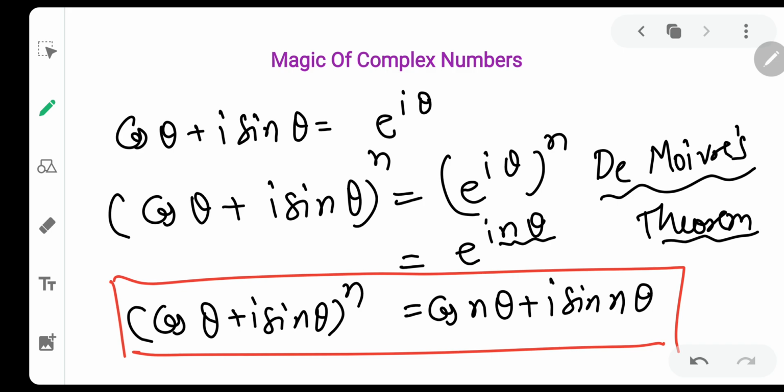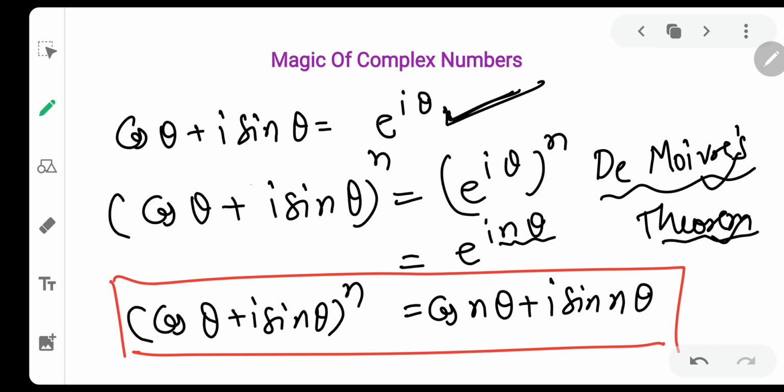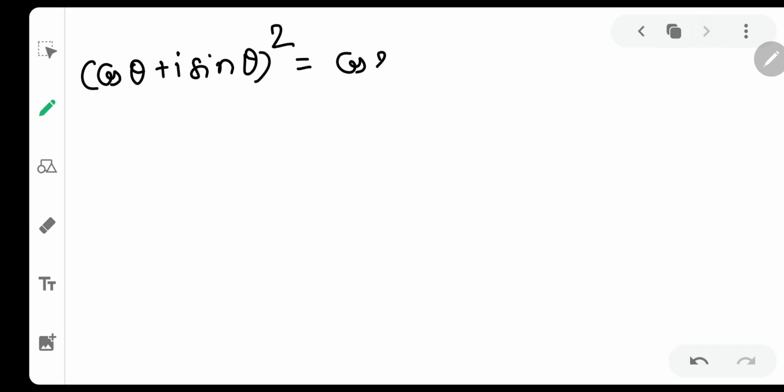We had seen that if two complex numbers are equal, then their real and imaginary parts can be compared. Then we had seen cos theta plus i sin theta is the representation of a complex number and in Euler's form is e raised to i theta. Then we understood de Moivre's theorem. (cos theta plus i sin theta) raised to n is equal to cos n theta plus i sin n theta. Okay, so let me say (cos theta plus i sin theta) raised to 2. Then instead of n, I am putting n as 2. So to the right hand side also, it will be cos 2 theta plus i sine 2 theta.